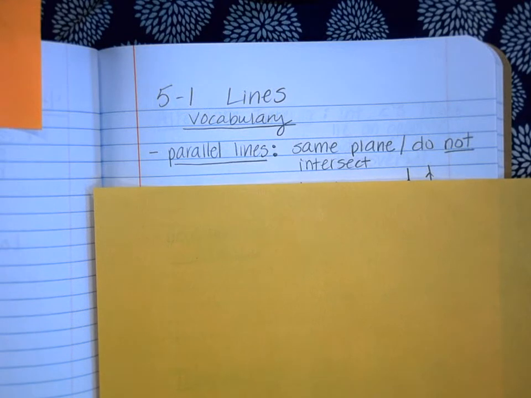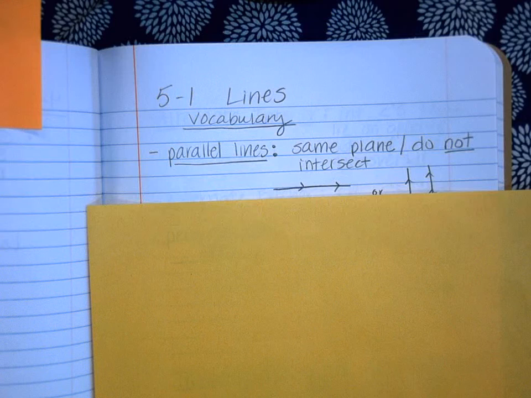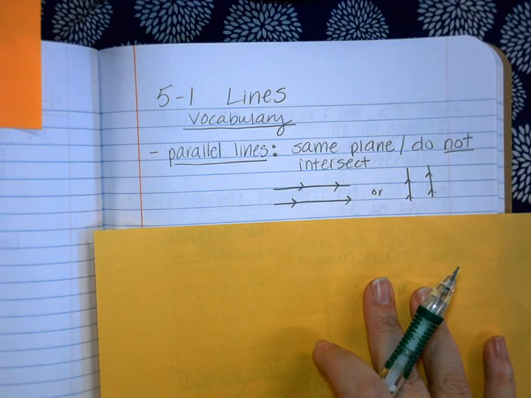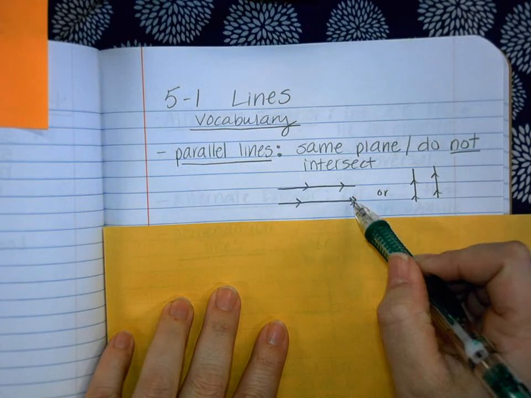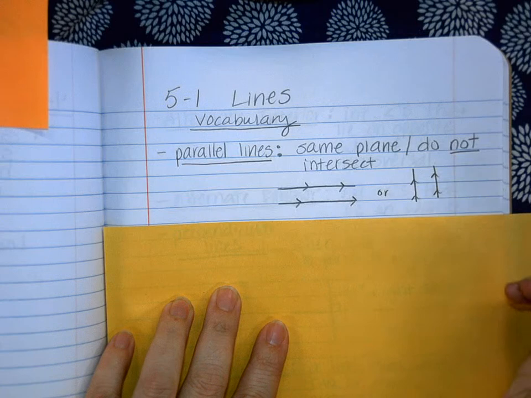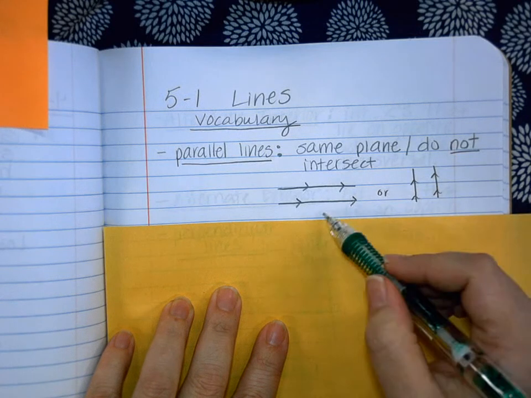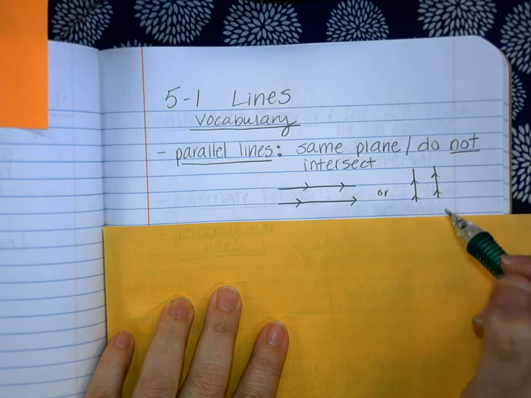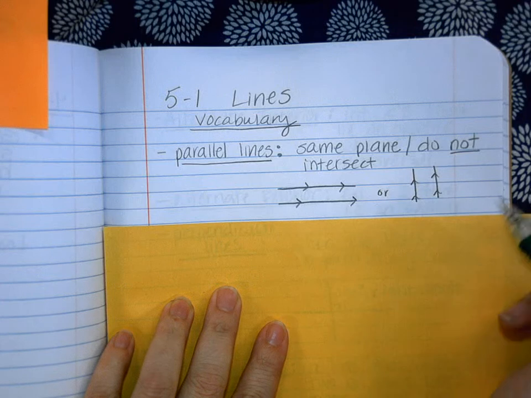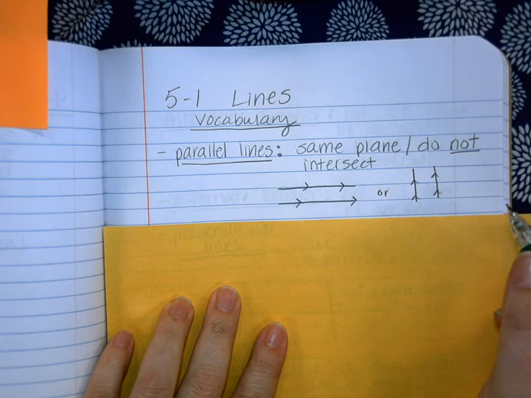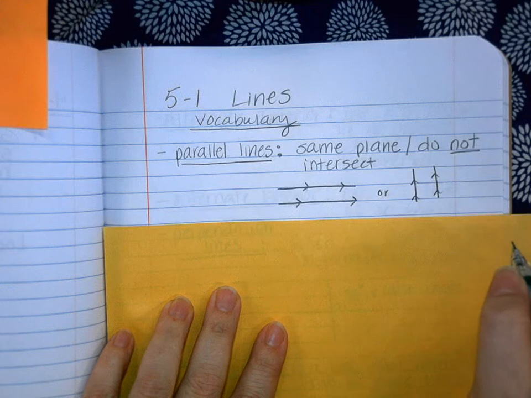I think you remember this probably from previous years, but just in case you forgot, they always put little arrows on them to represent that they're parallel. And they could be going any direction as long as they never intersect. Okay? So that's parallel lines. Raise your hand if you remember that.